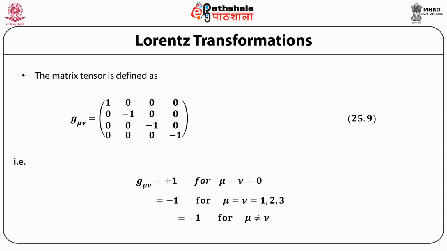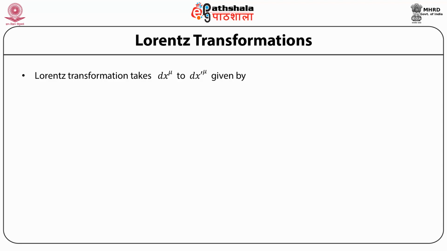That is, g^{μν} is equal to +1 for μ = ν = 0, and equal to -1 for μ = ν = 1, 2, 3. It is equal to 0 for μ not equal to ν. A Lorentz transformation takes dx^μ to dx'^μ, given by dx'^μ = Λ^μ_ν dx^ν.